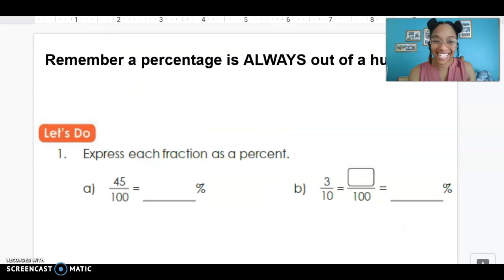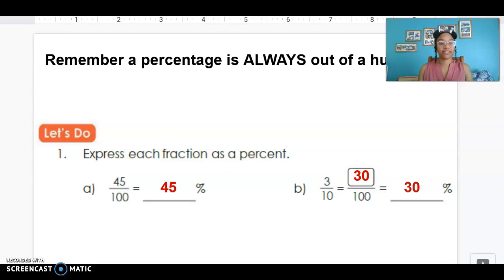Remember, I can't say it enough. A percentage is always out of 100. So I want you to try to express these fractions as percents. 45 hundredths is the same as... 3 tenths is the same as how many hundredths? Remember, when we start with a fraction that's not over 100, we want to find an equivalent fraction over 100 to make our life so much easier when we convert to a percent. 3 tenths is the same as... very good, and 30 hundredths is the same as... all right, now you can check your work.